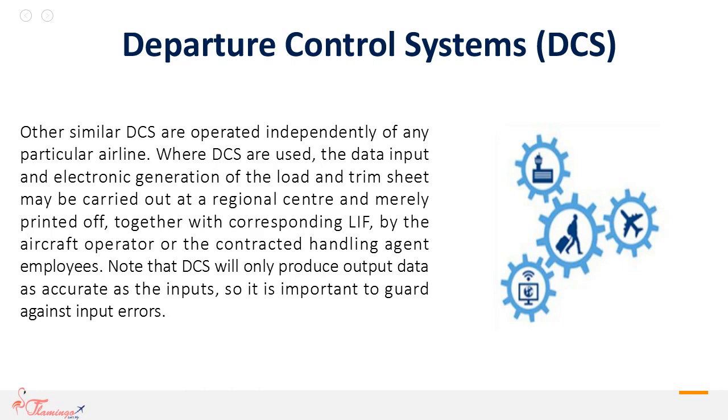Where DCS are used, the data input and electronic generation of the load and trim sheet may be carried out at a regional center and merely printed off, together with corresponding lifee, by the aircraft operator or the contracted handling agent employees. Note that DCS will only produce output data as accurate as the inputs, so it is important to guard against input errors.